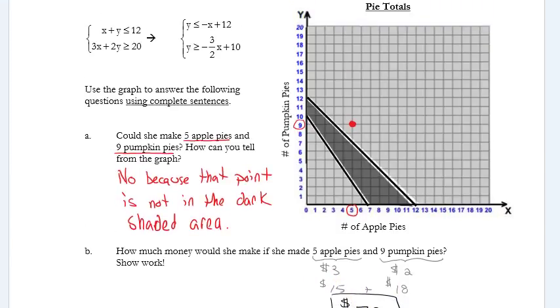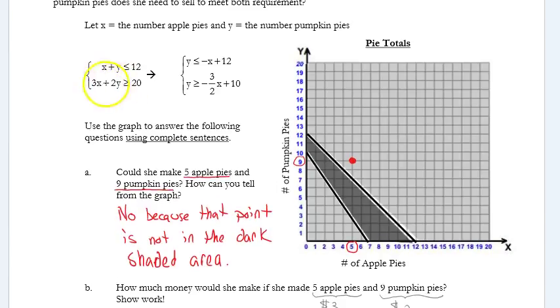Essentially, I am substituting those into my second equation. We can see that is greater than or equal to 20, so that would have been okay, but it didn't meet the criteria for the first inequality.